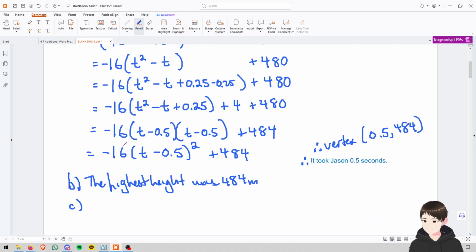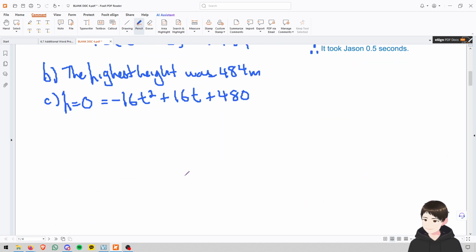Part C, after how many seconds did Jason hit the water? What does that mean? That implies height is going to be a 0. If 0 equals negative 16t squared plus 16t plus 480, I guess it's up to me to just factor that. Should we attempt to factor this, negative 16 times 480, and find two numbers that multiply to that but add to 16? I don't think so.